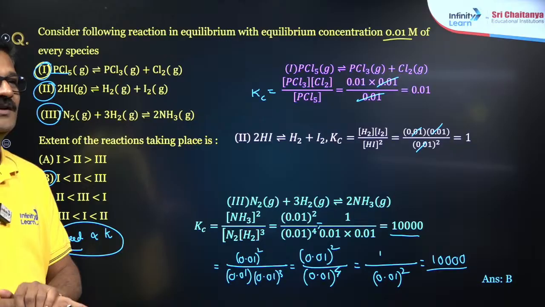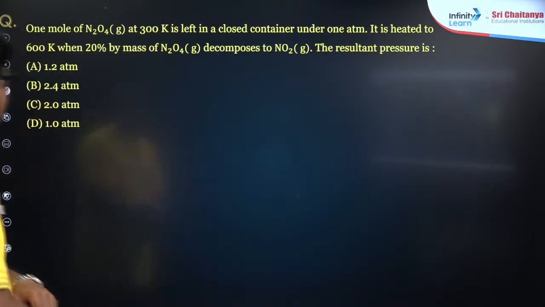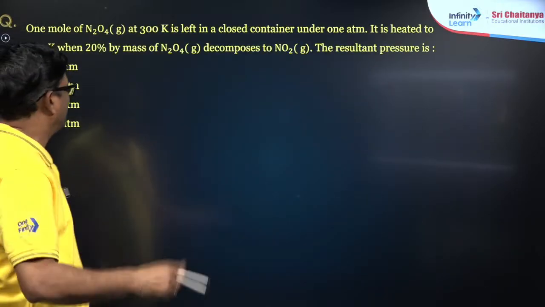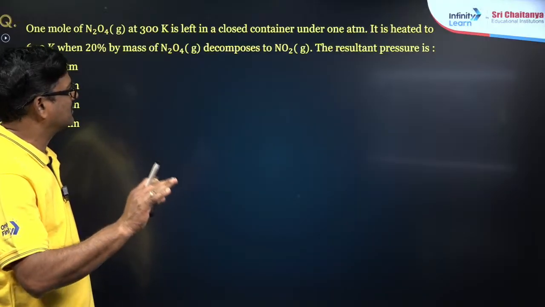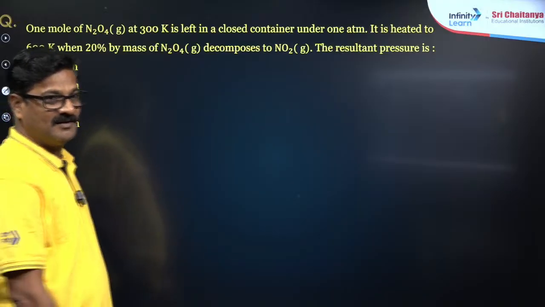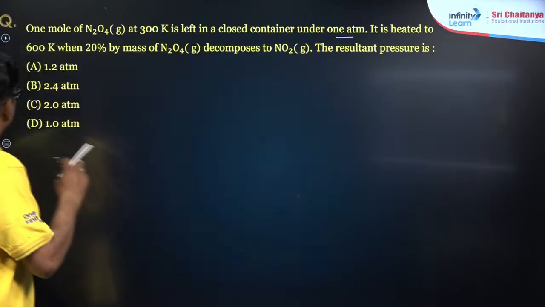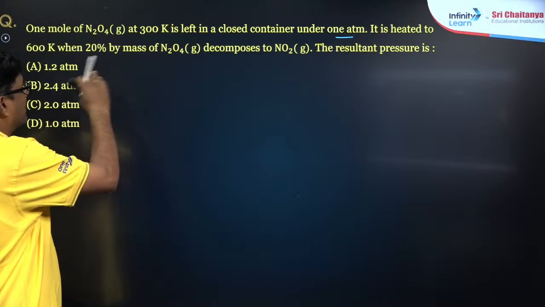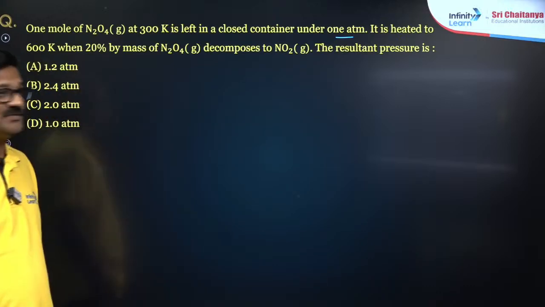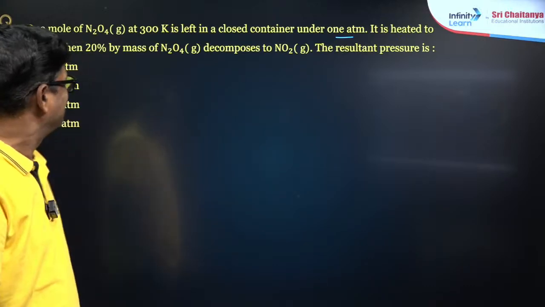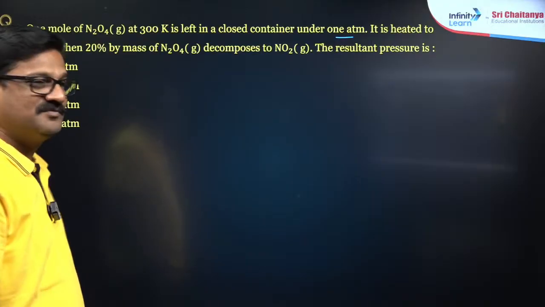Okay, fine. Now let's see one more question. 1 mole of N2O4 at 300 Kelvin is left in a closed container under 1 atm. It is heated to 600 Kelvin when 20% by mass of N2O4 is decomposed to NO2. The resultant pressure is?